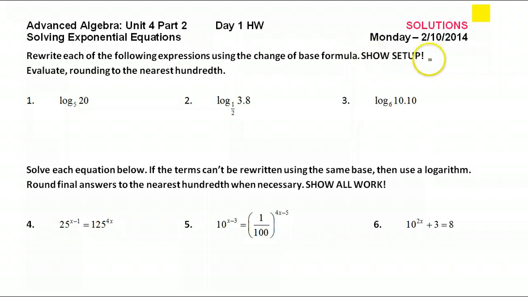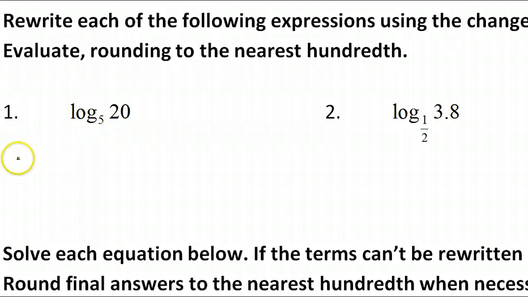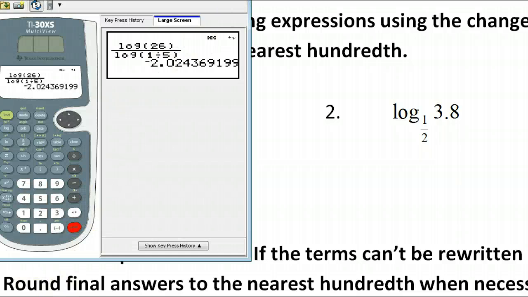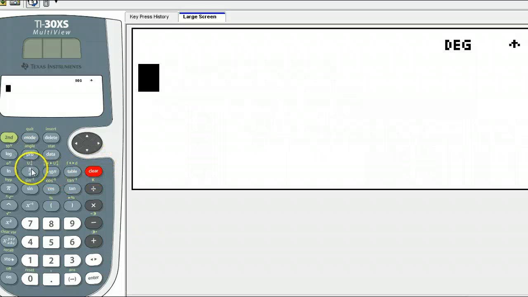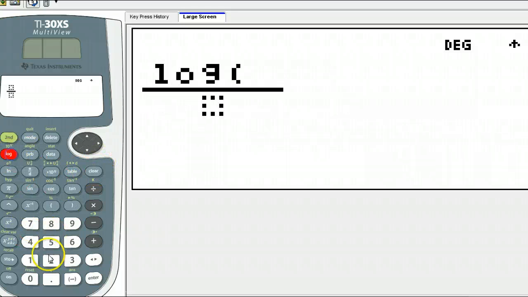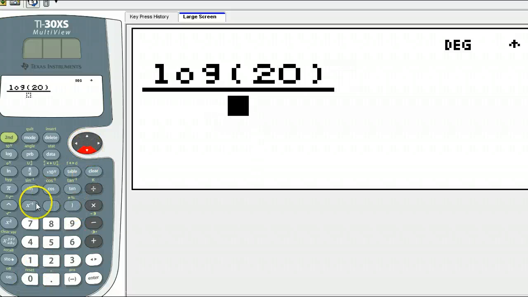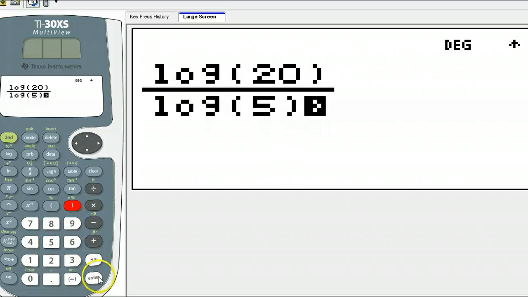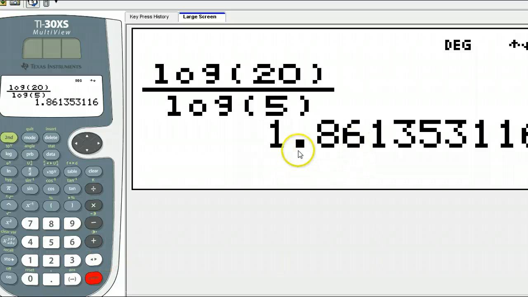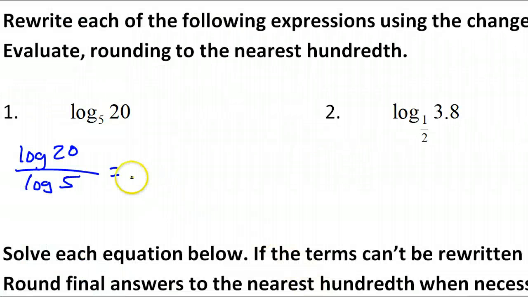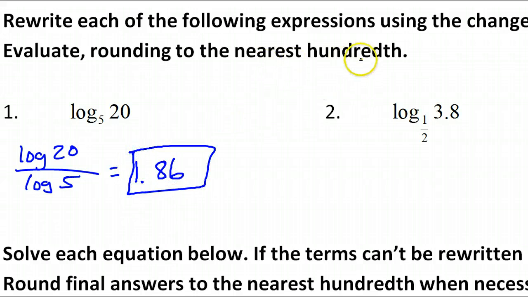Now, for number 1, 2, and 3, we're simply supposed to evaluate these using the change of base formula. You have to show the setup. According to the change of base formula, this would be the same as having log 20 over log 5. We can just put this in the calculator in fraction mode: log 20 over log 5. I'll do two decimal places, so 1.86.